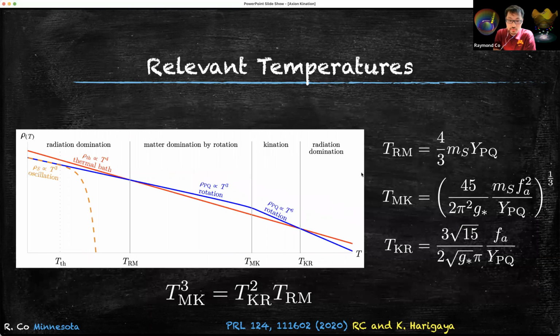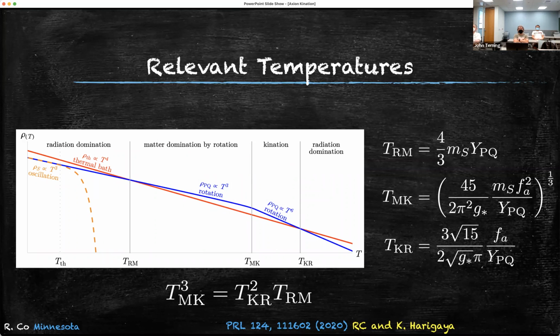Okay, so let me define a few variables. So this T_RM is the temperature when you transition from radiation R to matter domination M, or T_MK transition from matter to kination, and then T_KR is from kination to radiation. And these three temperatures uniquely define the amount of radiation, the amount of rotational energy density we have, and the period of matter and kination domination. Because we know the scaling between these two eras, T cubed and T to the 6, there's actually a relation between T_MK and T_KR and T_RM, and that's the geometric average.